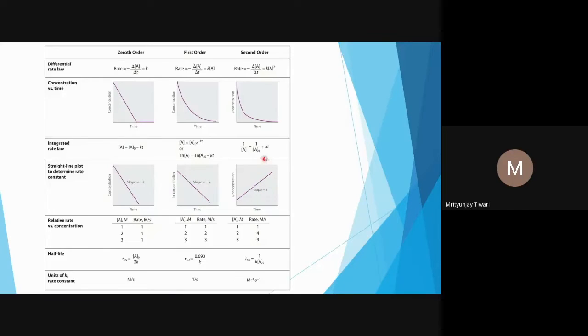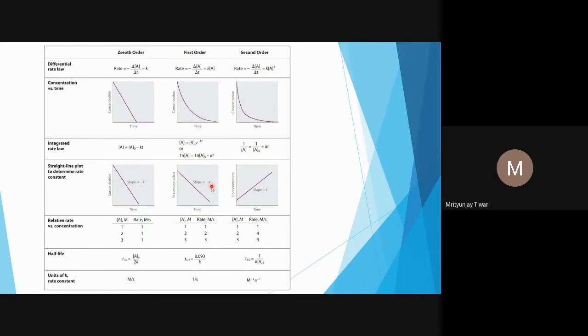And in this, what we obtain is that the slope, in this case, is directly equal to the rate constant. However, in other cases we obtain negative slopes. For the zeroth order and the first order reaction, we obtain the value of k as minus of the slope. In the second order reaction, the slope is positive, so the rate constant is exactly equal to the slope.